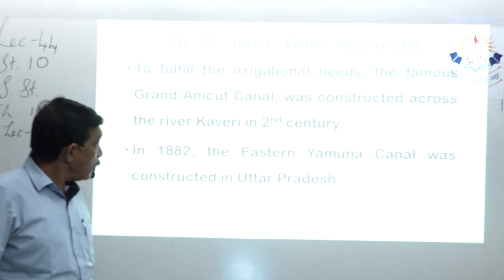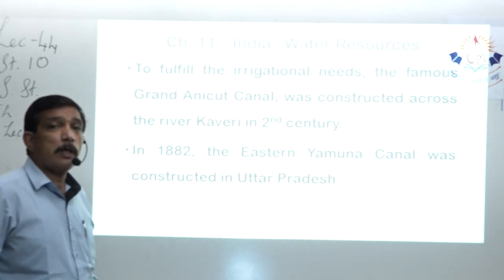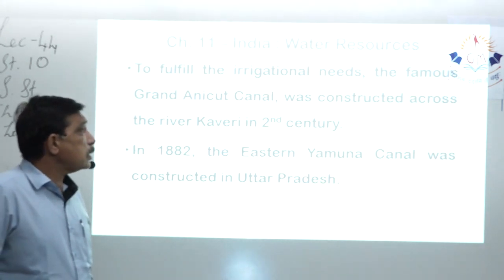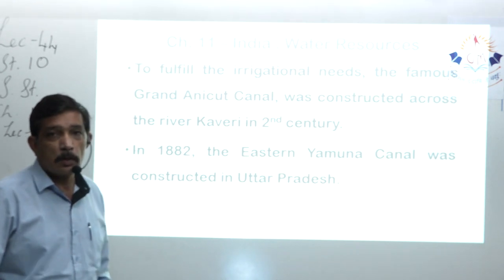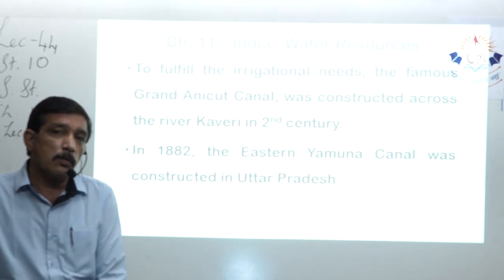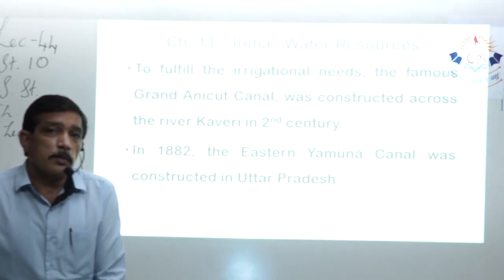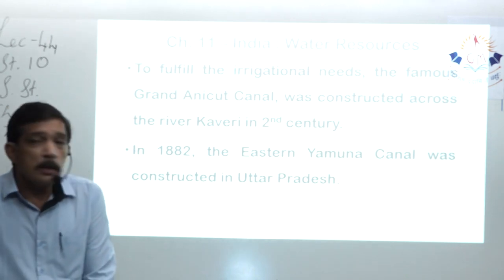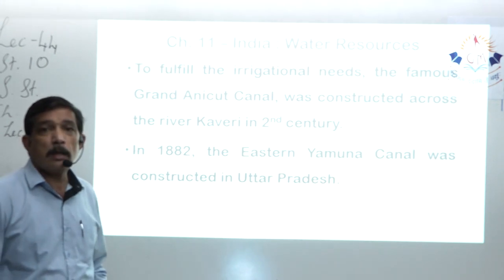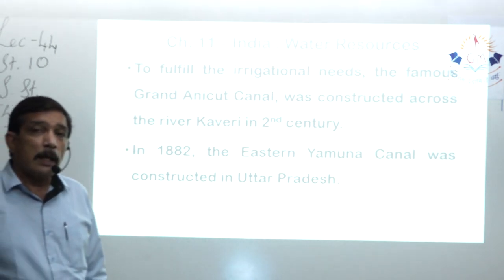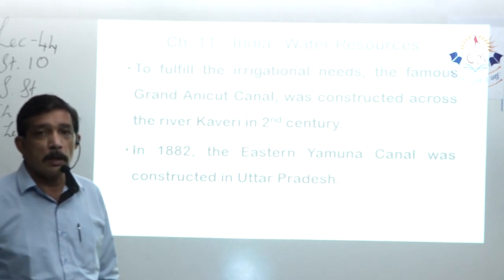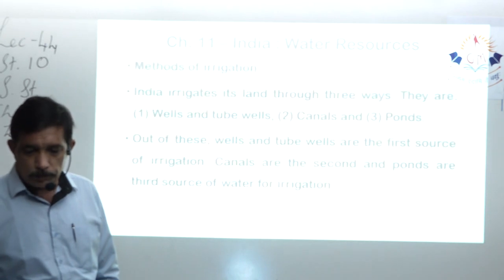Next, one of the biggest canals that was made in India during the British period, in 1882, the Eastern Yamuna Canal was constructed in Uttar Pradesh. There also the British government saw the need that people are getting harassed because water doesn't reach particular spots. So they made this Eastern Yamuna Canal across the river Yamuna, so that the canal can facilitate people to give irrigation to their crop or give water to their crop.